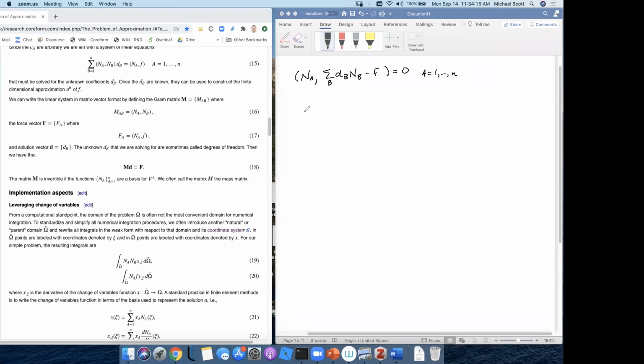Let's pull the sum on b out. So we have sum on b, d_b n_a n_b minus f equals 0, a equals 1 to n. Why don't we take this f out, again using the properties of a symmetric bilinear form? Dr. Scott, you can't pull the d_b out. Oh, yeah. Sorry, thanks, Kyle. Yep, that's a mistake. Let me do this over again.